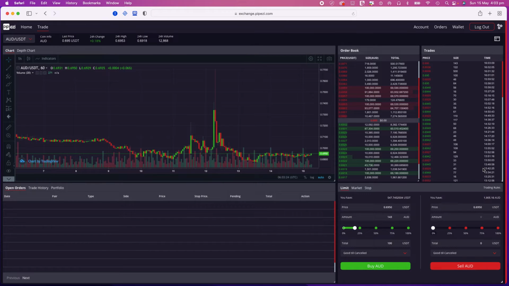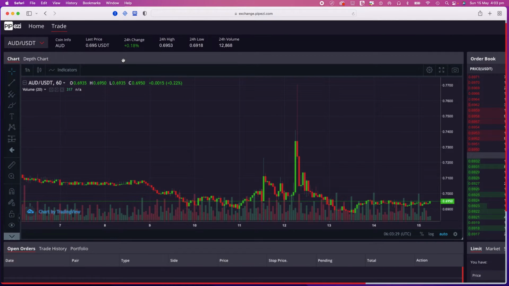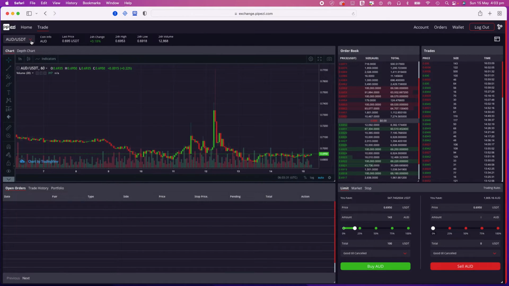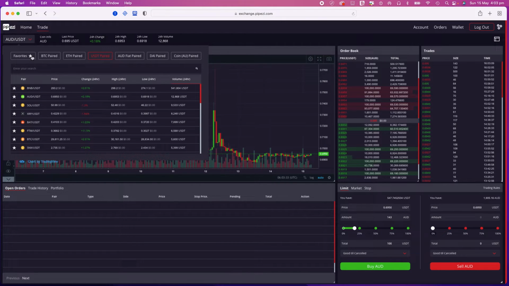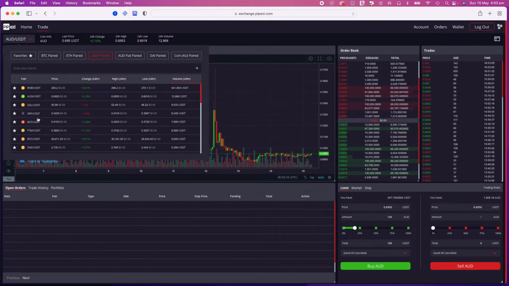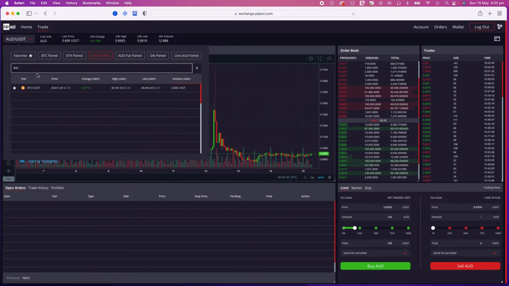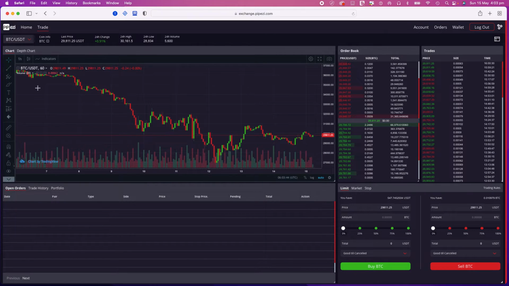Very simple to buy and sell currency. Now that I have USDT, I can easily access a lot of tokens. Let's see, for instance, I want to buy some Bitcoin. I can just type in there BTC and Bitcoin comes up. Excellent. I want to buy Bitcoin.